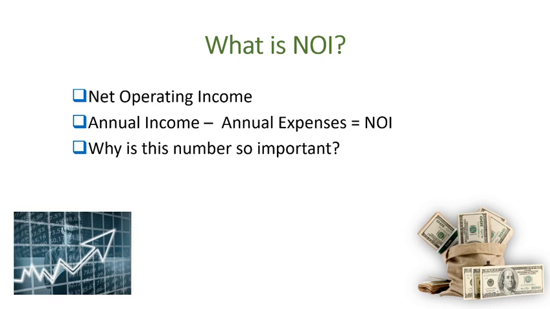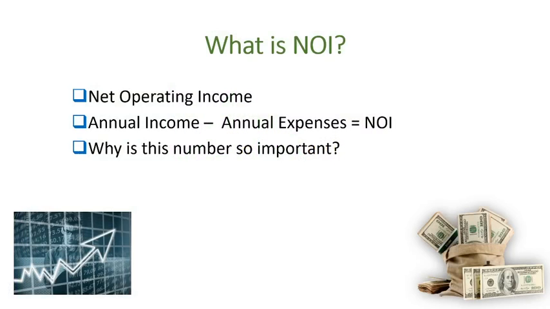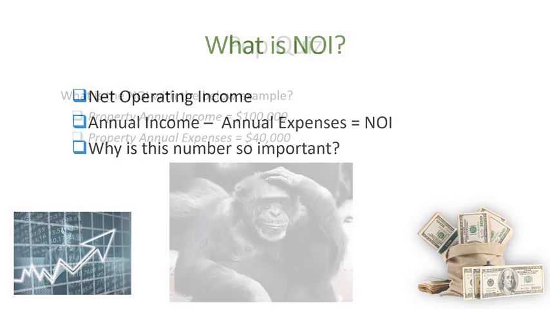So what is NOI? NOI is the net operating income. What that means is you take the annual income minus the annual expenses, and that equals the NOI. And you may ask, well, why is this number so important? It's because the power of multifamily is in the NOI. If you raise the NOI, you can force appreciate the property and raise the value. So actually you can just make more money. That's how it's powerful.